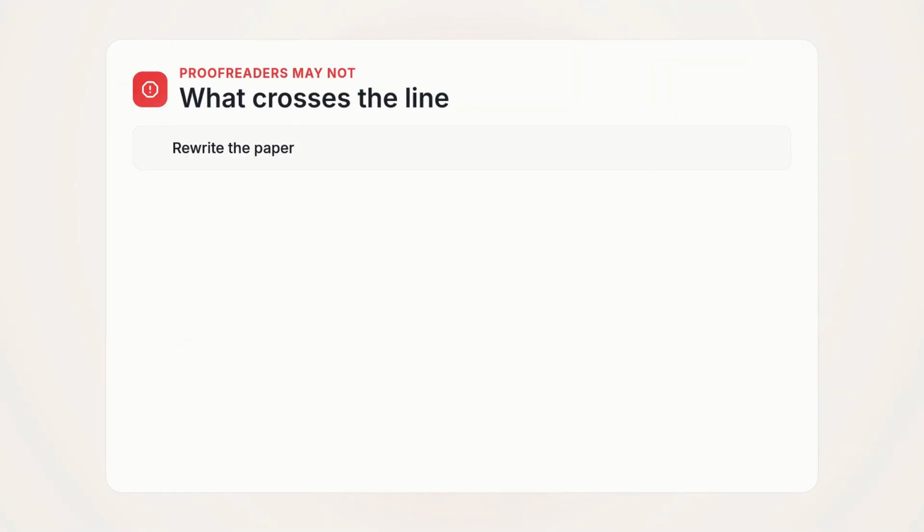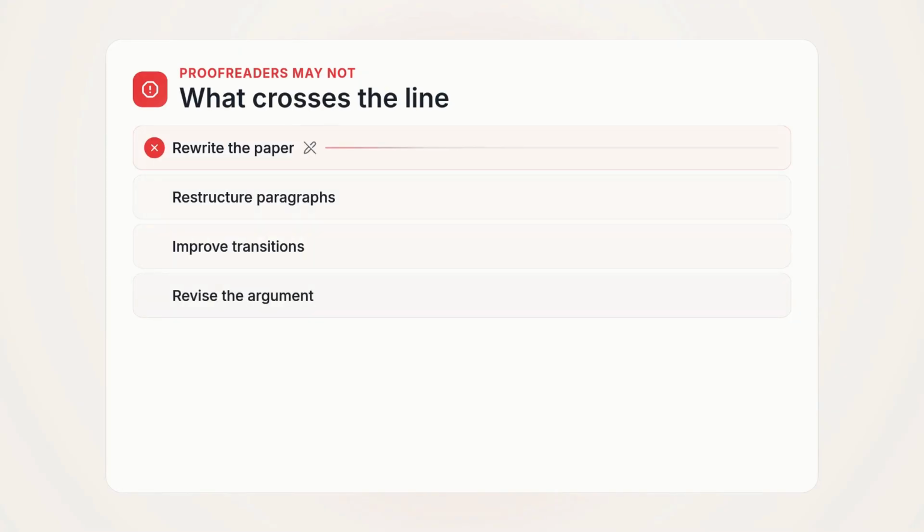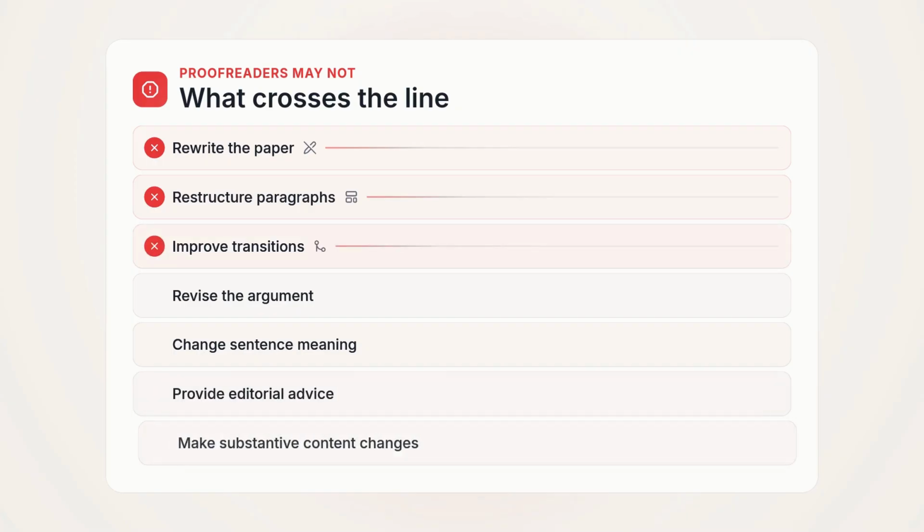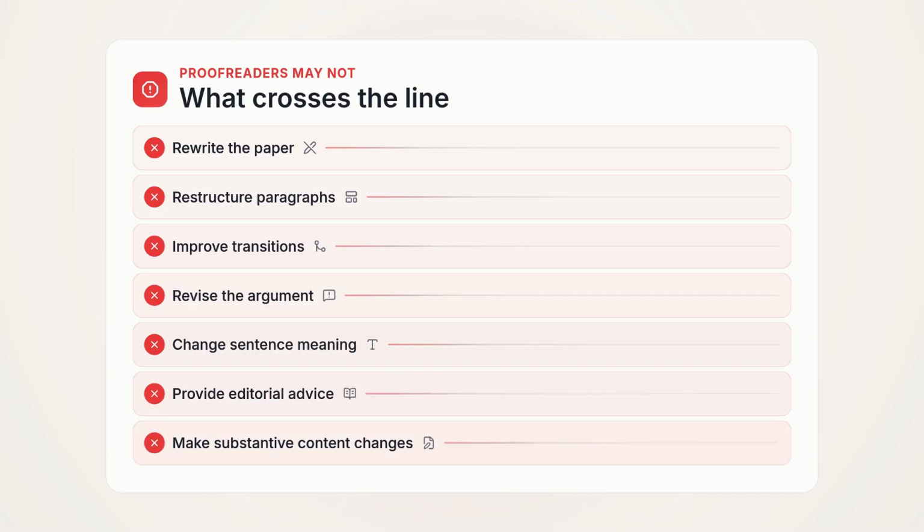Proofreaders may not rewrite the paper, restructure paragraphs, improve transitions, revise the argument, change the meaning of sentences, or provide editorial advice. They also may not make substantive changes to the content. Any changes that affect the meaning, analysis, organization, or scholarly contribution of the paper could violate the academic integrity policy.